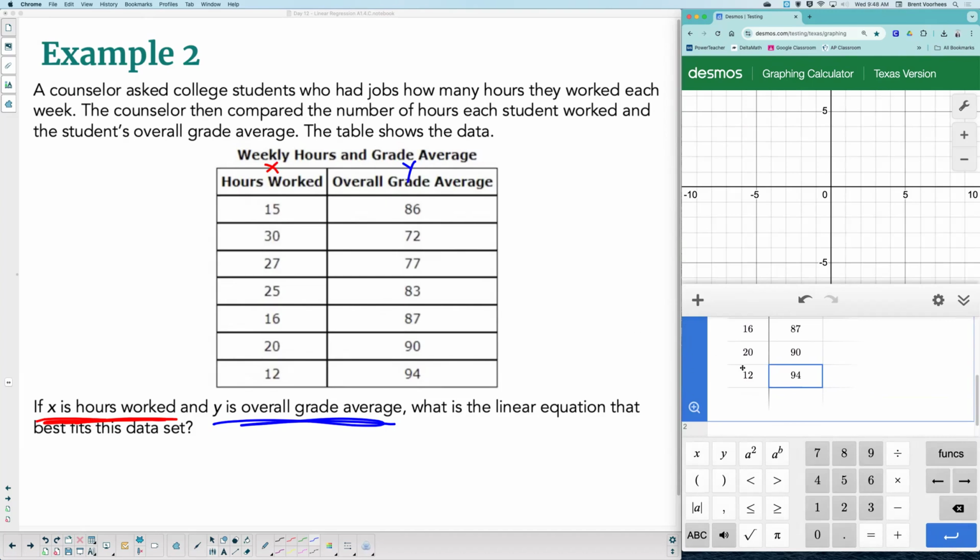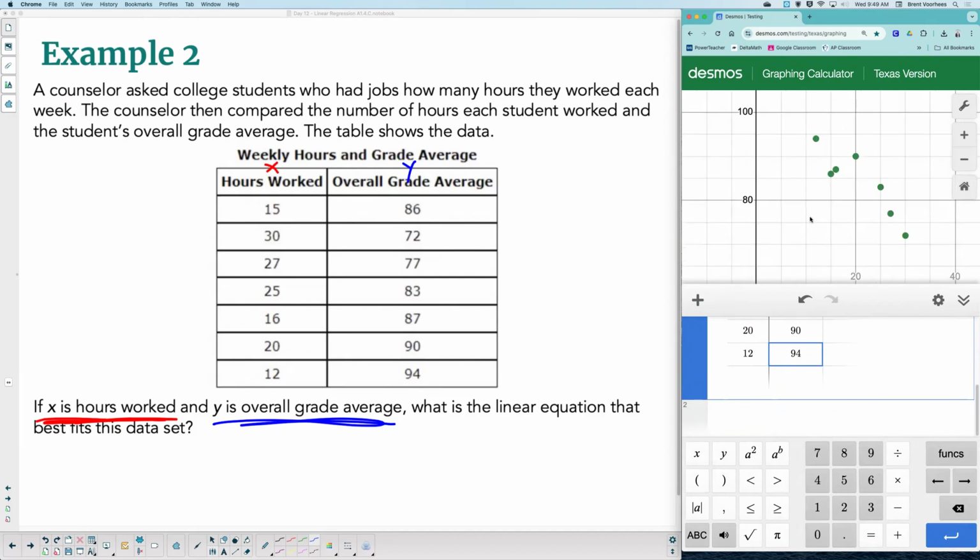The things I'm going to do as I walk around the room, I typed in mine. What I'm going to check for is that you press the magnifying glass that says zoom fit, and I'm going to check to make sure your graph looks like mine. That's what your graph should look like after you press that button.